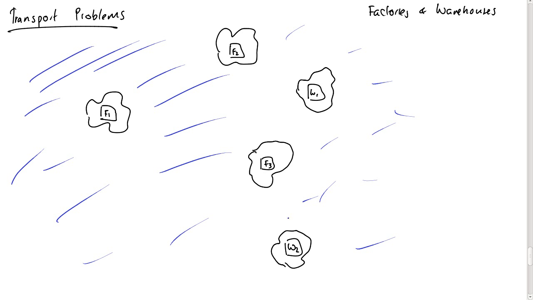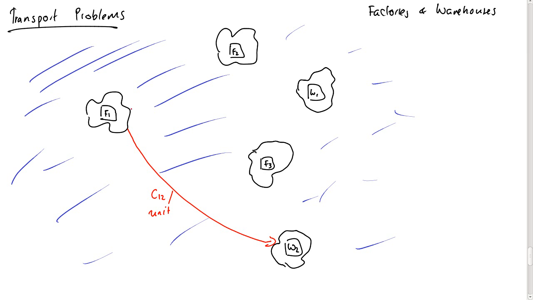But factory 3 can't make enough to supply warehouse 2, for example, so warehouse 2 does have to get some more supply from somewhere else. So you can see there's a sort of complicated balance going on here. To ship from factory 1 to warehouse 2 has a cost of C12 per unit, and that's going to be probably quite high.